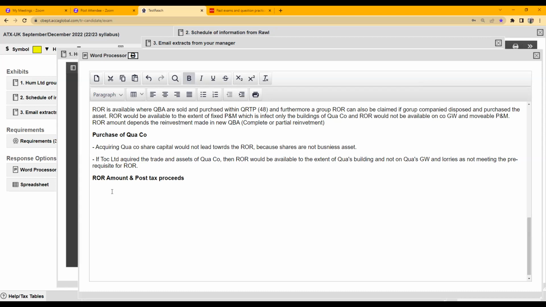Next thing, by the way, on this property one disposal, instead of property, use the word building. Building one disposal has no capital gains implications. Although there is cash involved, there are no capital gains implications as the transaction is between capital gains group companies.